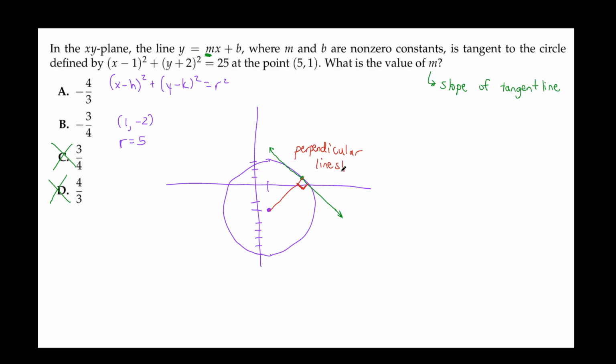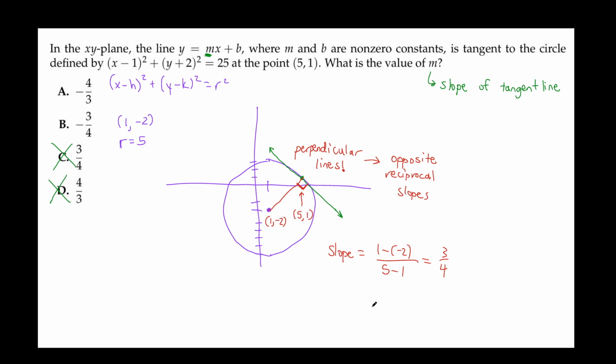If I have perpendicular lines, I'm supposed to remember that those slopes are opposite reciprocals. So what I can do is find the slope of the red line, then take the negative reciprocal to get our answer. What's great is that I know that (1, negative 2) is this point, and this point up here is supposed to be (5, 1). We can find the slope in between those two points. Let's see. That would be 1 minus negative 2 over 5 minus 1. That looks like it would be 3 over 4.